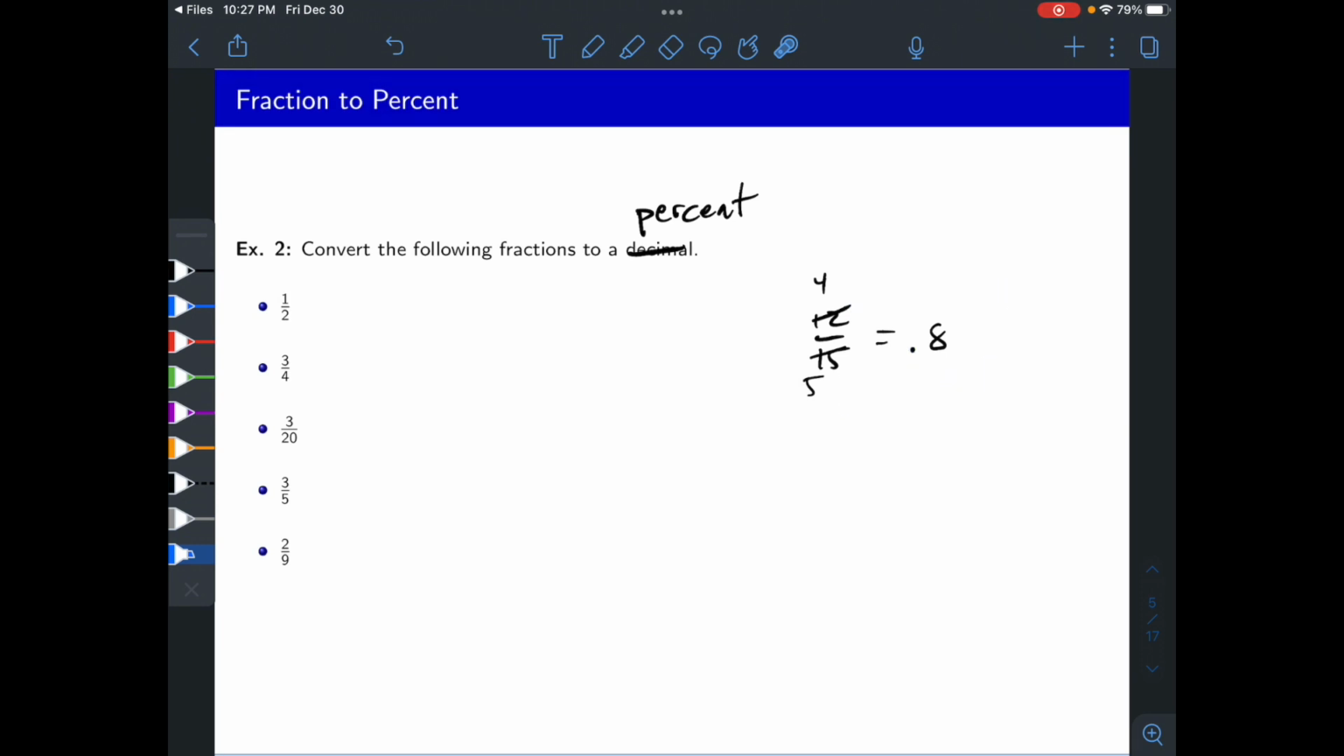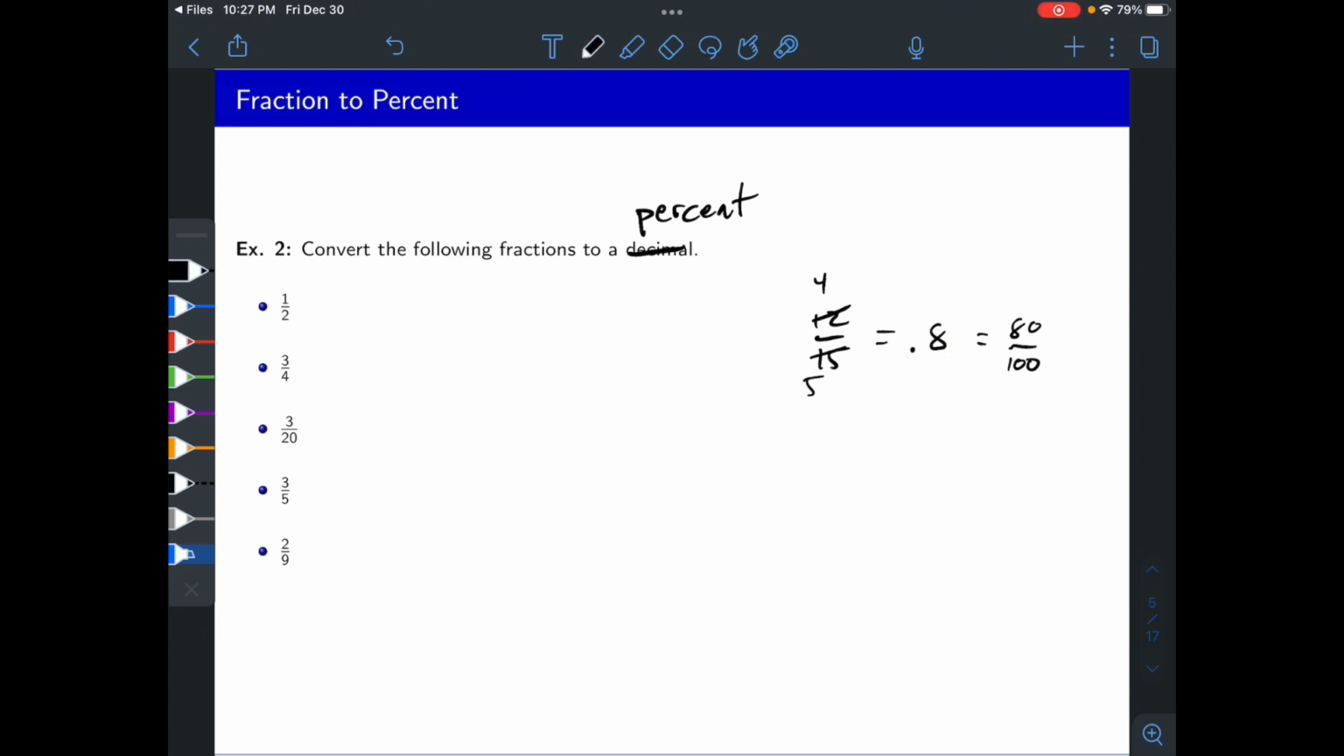So this is 0.8, which then if you convert it to a percentage, converting a decimal to a percentage is really easy because you just have to multiply by 100 over 100. So this is 80 over 100. But you could actually skip this middle step of converting to a decimal first.